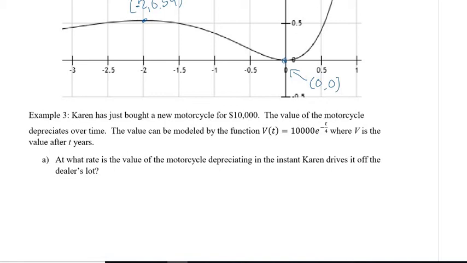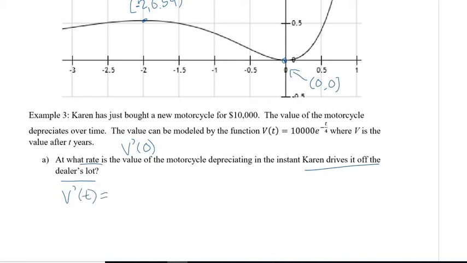So it's saying at what rate is the value of the motorcycle? When you hear rate, you should think rate of change. So we're asking for the rate of change of the value of the motorcycle, so we're looking at the rate of change for that value function. And we're looking when she drives it off the lot. So that's time 0. Essentially, we're trying to find the derivative at time 0. That's not too difficult. We can take the derivative.